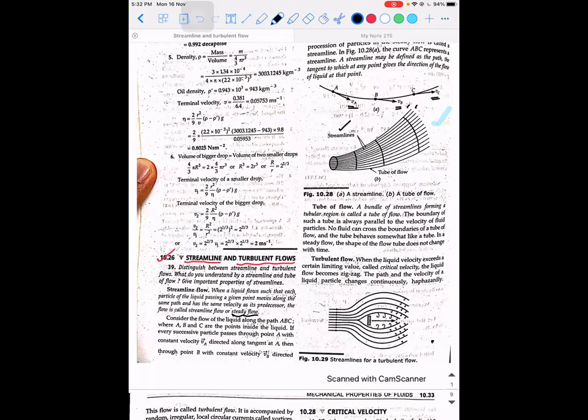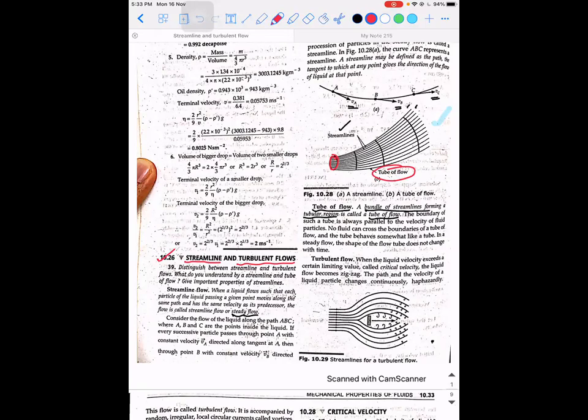Okay. Next is a concept called tube of flow. The name itself suggests it. A bundle of streamlines forming a tubular region is called a tube of flow. For example, inside the tube, you're able to see the diameter on the left-hand side. Inside this tube, liquid is flowing. When you break it into multiple regions, those layers all put together are called streamlines, and this collective diagram is what is called the tube of flow.